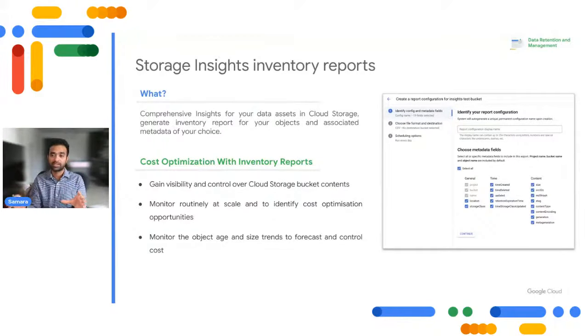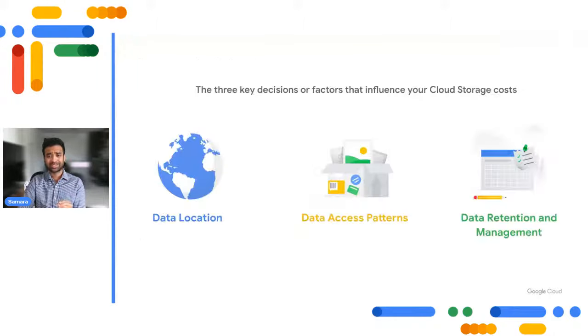So you could analyze your storage expenses and identify some of the opportunities, some of the avenues that you can take to implement cost optimization approaches. That concludes the best practices across the three key dimensions that influence your cloud storage. We covered best practices within the data location dimension. Then we looked into data access patterns, which is aligning these storage classes with your data access patterns.